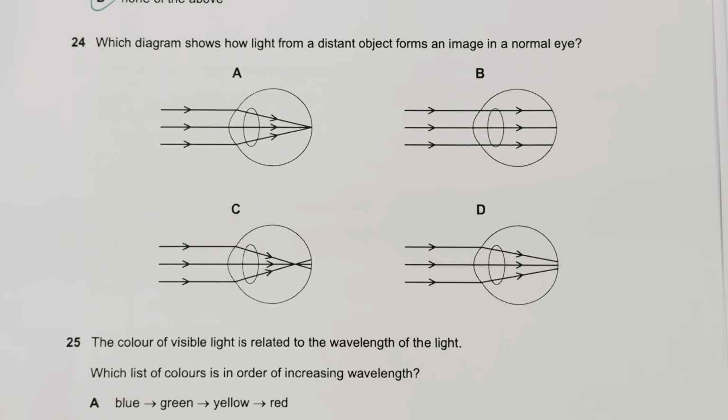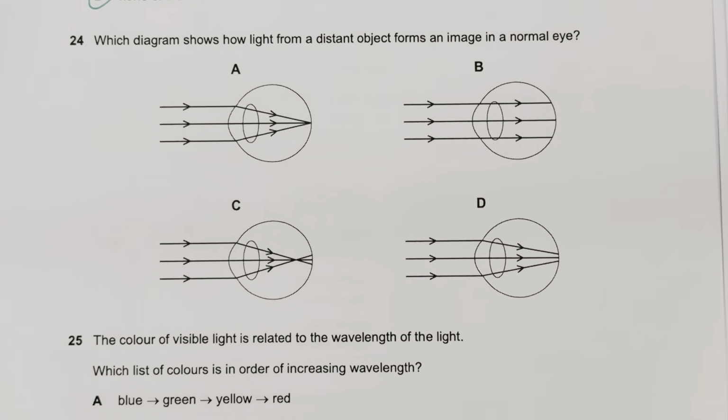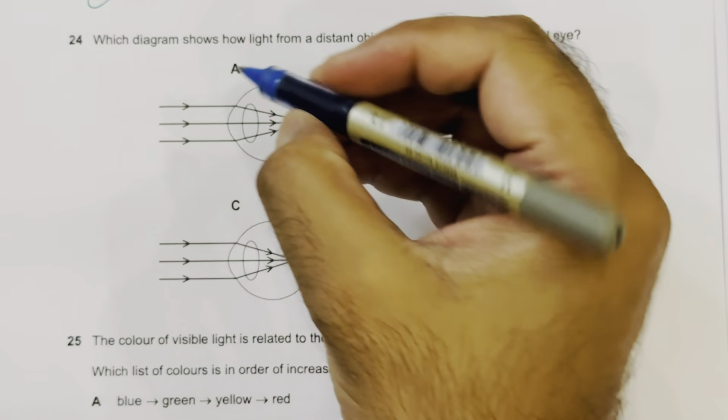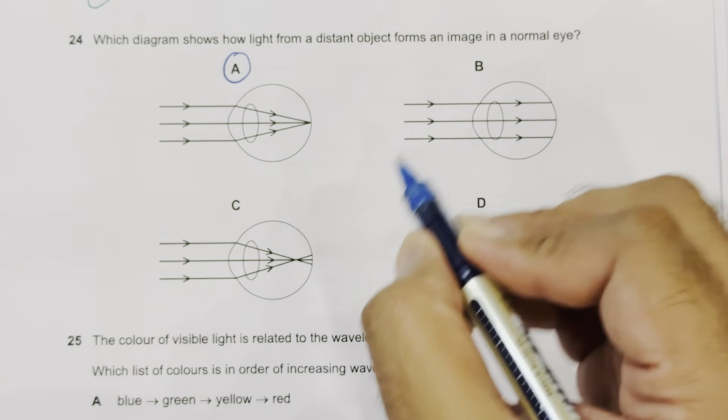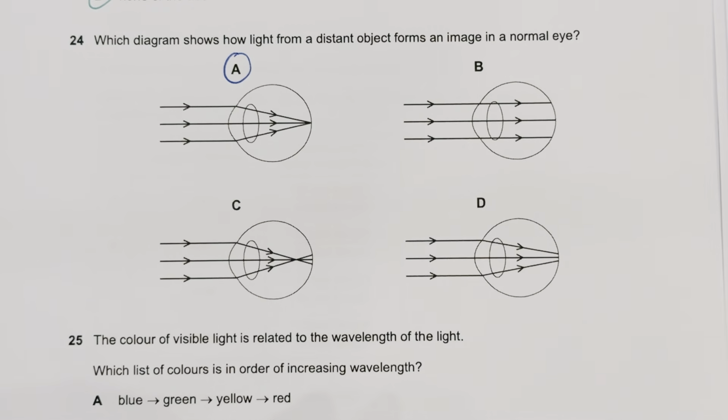This is a simple question. Which diagram shows how the light from a distant object forms an image in a normal eye? All the lines should be parallel and the image should be formed on the retina of the eye. Only option A shows the image forming at the retina, so the others are wrong. Moving to question number 25.